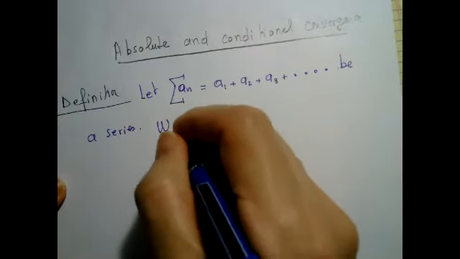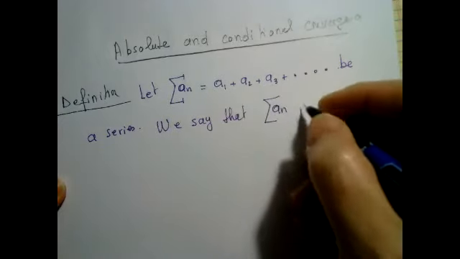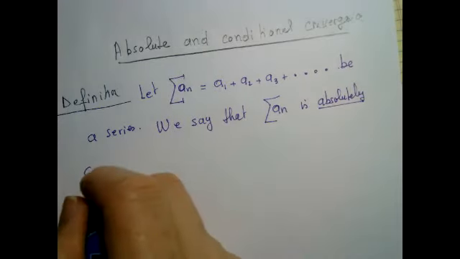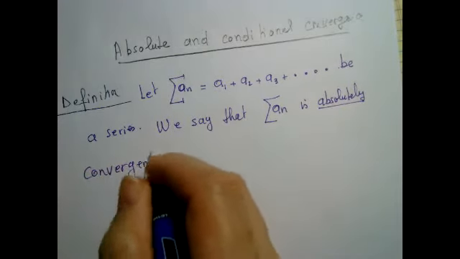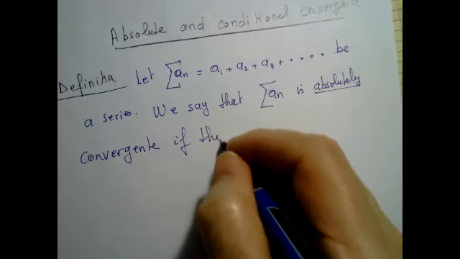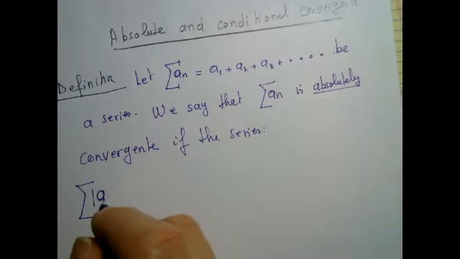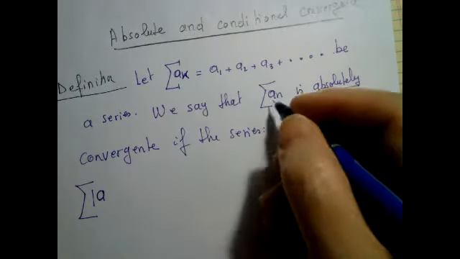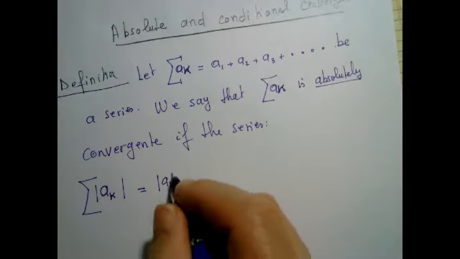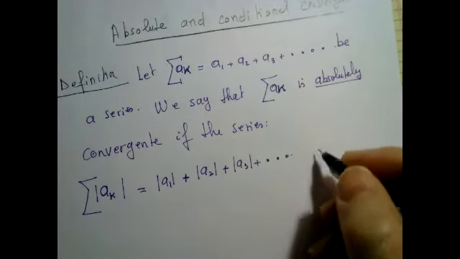And we say that sigma an is absolutely convergent if the following series, sigma absolute value of ak, sorry, I used n by not thinking, doesn't matter, absolute value of ak, if this series, it means if I take everything in absolute value, converges.